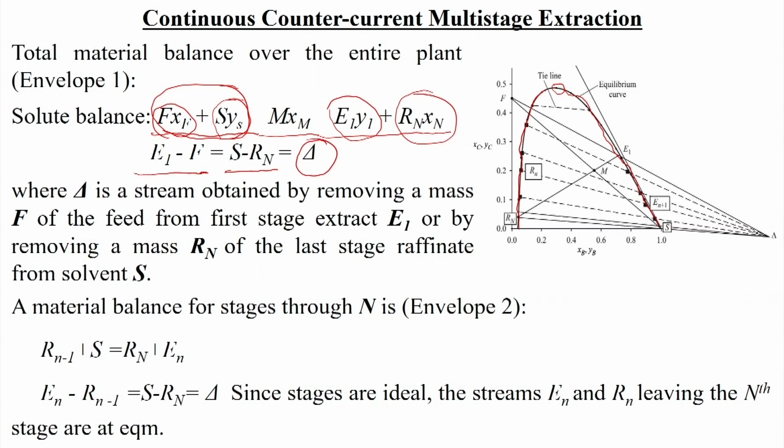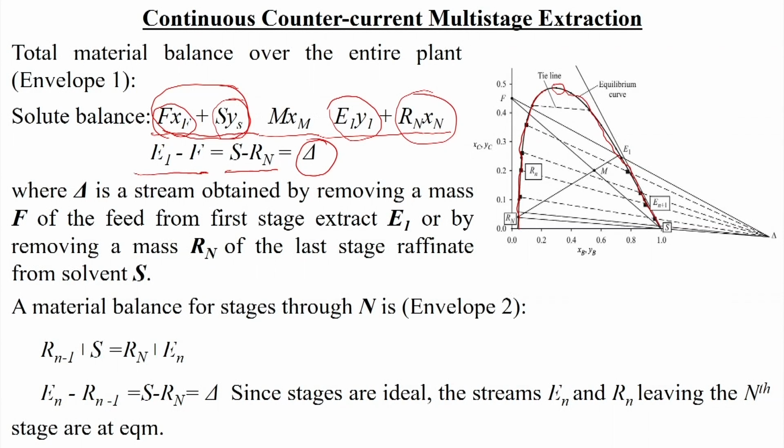So, this delta is a stream obtained by removing a mass F of the feed from the first stage and this extract E1, or by removing the mass Rn of the last stage raffinate from the solvent S. Or we can see this in any stage: whatever is entering and whatever is exiting, what is the resultant of this.